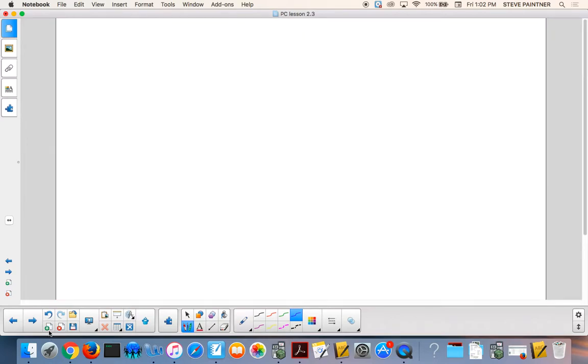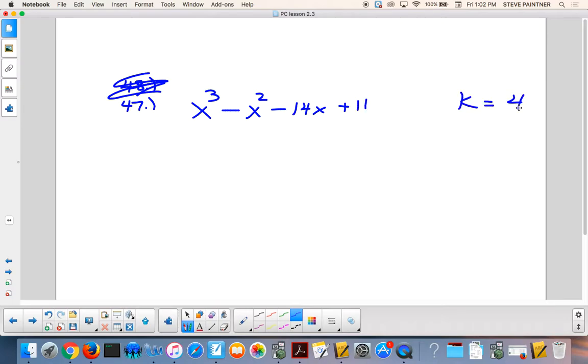This is 48, right? No, 47. X cubed minus x squared minus 14x plus 11, and then k equals 4. Write your answer like that, right? The quotient times x minus k, plus r.